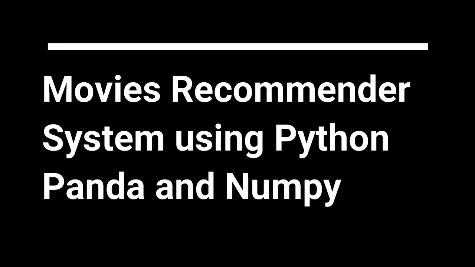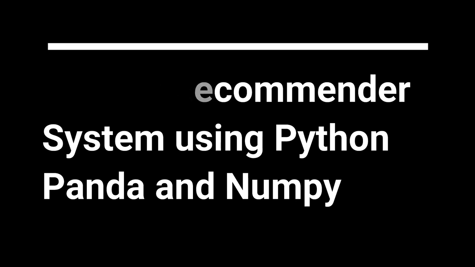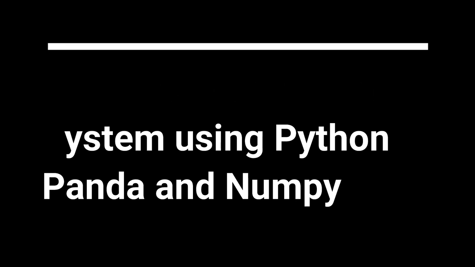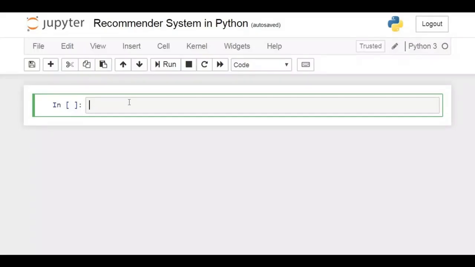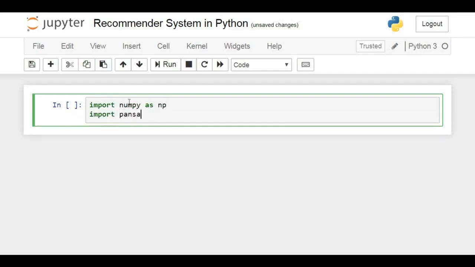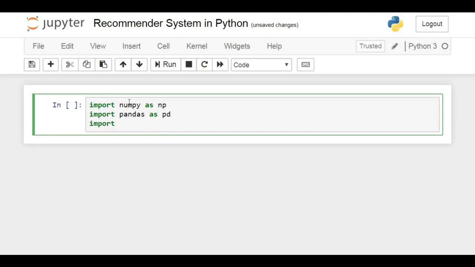Please make sure you import the movies and ratings CSV files and place the files in your project directory. So let's go. So first, let's start with some imports. In this project we're going to use NumPy, Pandas, Seaborn and Matplotlib.